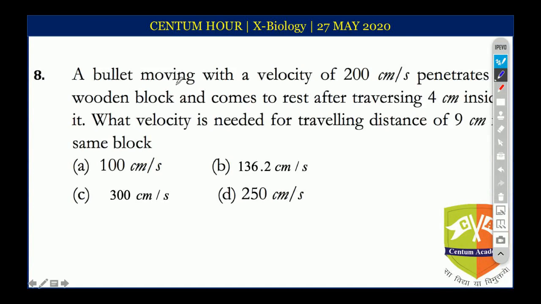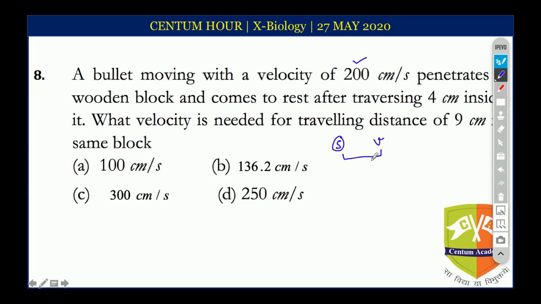Now, a bullet moving with a velocity of 200 centimeters per second penetrates a wooden block and comes to rest. What is being related? Related is S and V. In which equation do you have the relation of S and final velocity? Quickly select equation 1, 2 or 3. Third, beta. In the second equation you have S and U. In the first equation you don't have S, right?